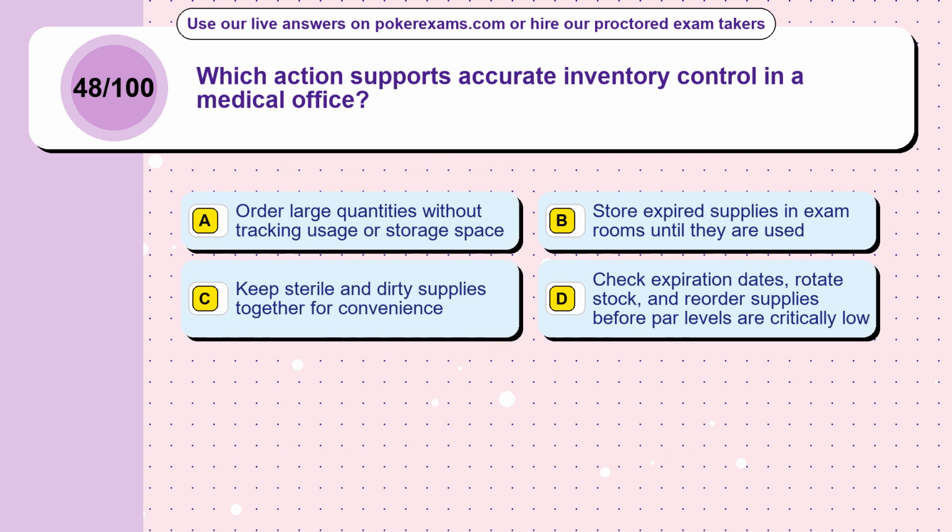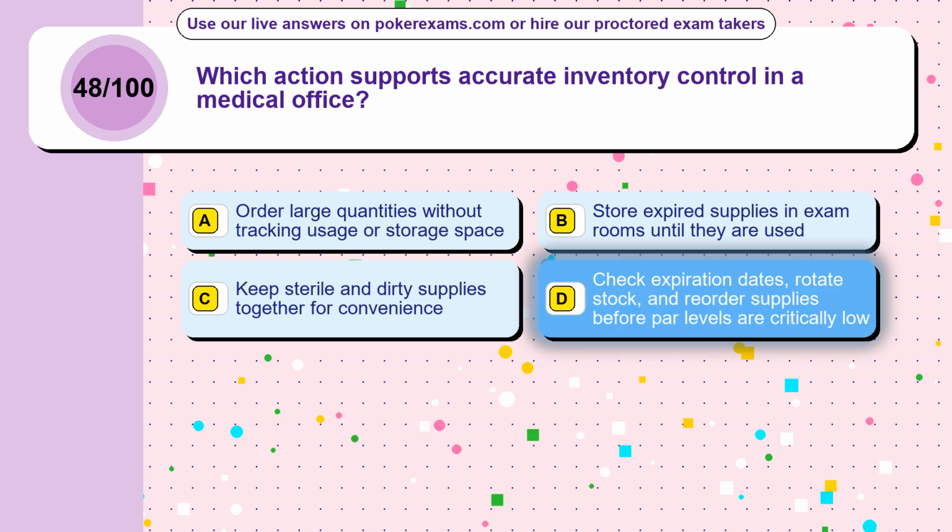Question 48. Which action supports accurate inventory control in a medical office? Option A. Order large quantities without tracking usage or storage space. Option B. Store expired supplies in exam rooms until they are used. Option C. Keep sterile and dirty supplies together for convenience. Option D. Check expiration dates, rotate stock, and reorder supplies before par levels are critically low.